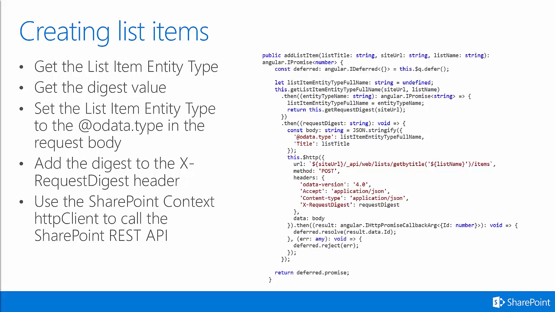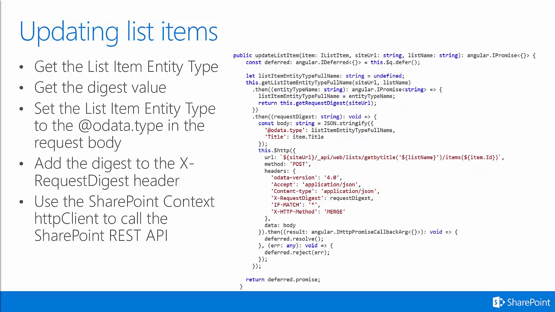Then you'll add the digest that you retrieved to the x-request digest header. You can also see where this is done on the right in the code here. Then you'll use the SharePoint context HTTP client to call the SharePoint REST API to create a new list item.